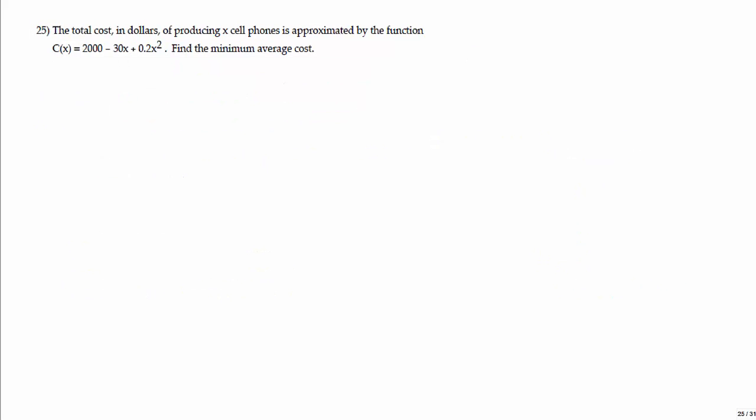The total cost in dollars of producing x cell phones is approximated by the function C of x equals 2,000 minus 30x plus 0.2x squared. Find the minimum average cost. We're asked to find a minimum function value, so this is an optimization problem. Our first step is to figure out which function we're trying to optimize. We want to find the minimum average cost.